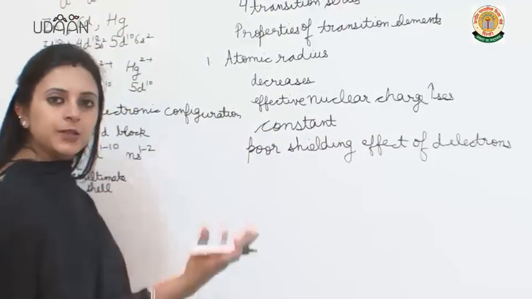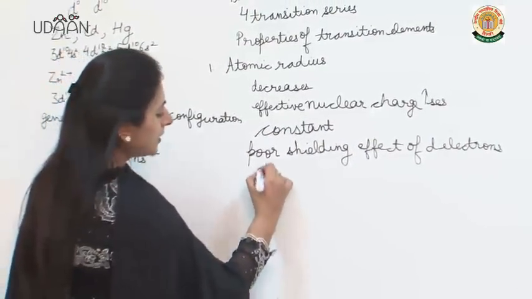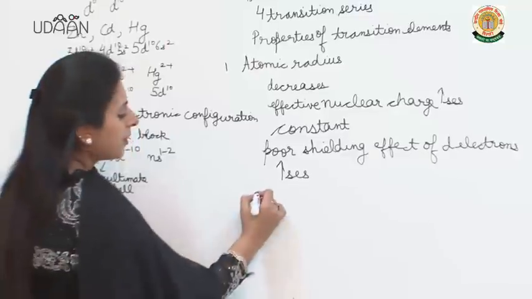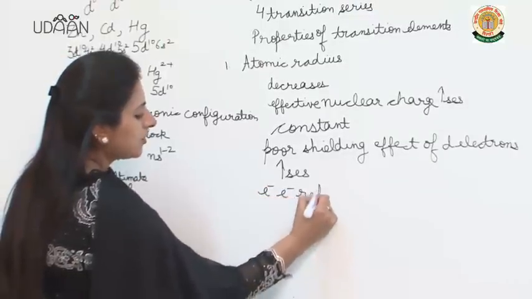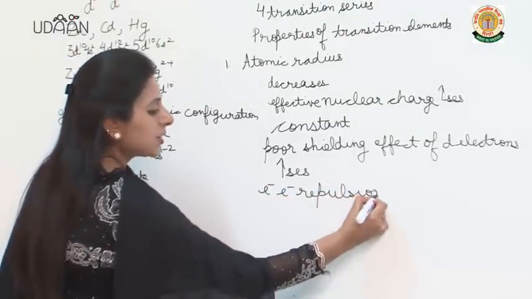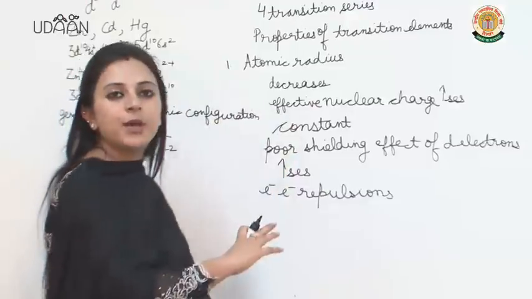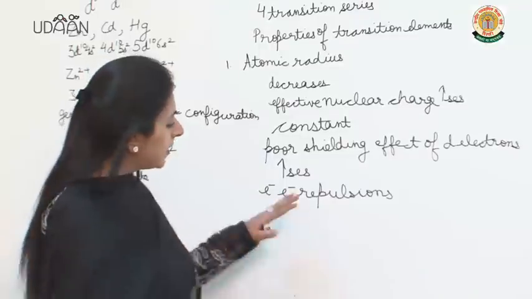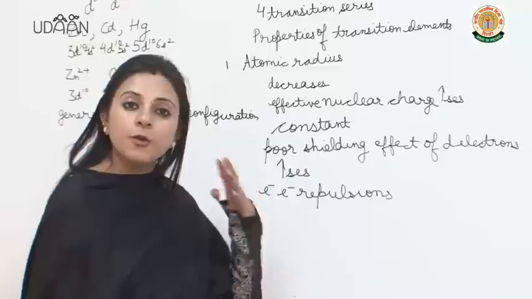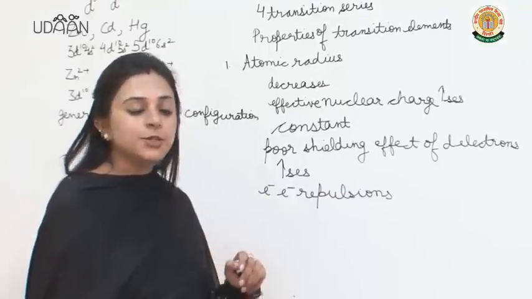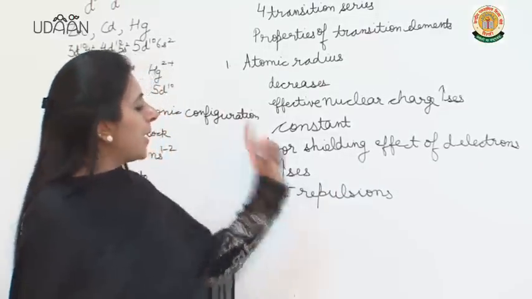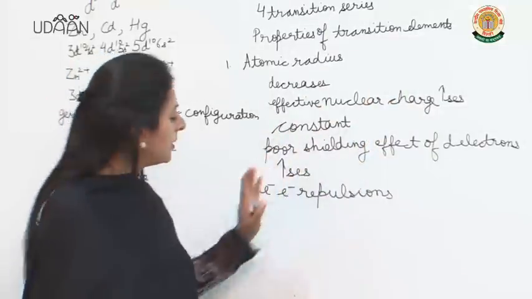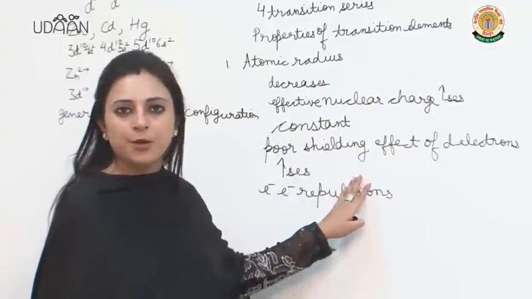Now after that what happens? After that towards the end it increases. Why does it increase towards the end? Because of the electron-electron repulsions which are higher as compared to the increase in effective nuclear charge. That means these electron-electron repulsions overcome the increased effective nuclear charge, जिसकी वजह से पहले डिक्रीज हुआ, उसके बाद कांस्टेंट था और लास्ट में जाके इंक्रीज हो गया.